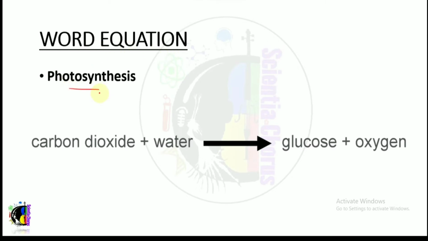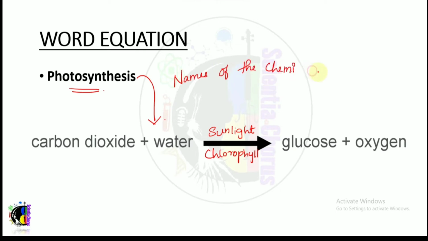Now first let us try to understand the word equation. I have taken photosynthesis, which is a chemical reaction. Carbon dioxide plus water in the presence of sunlight and chlorophyll, we are getting glucose plus oxygen. So what I have done here, photosynthesis is a chemical reaction and I have represented this reaction in an equation form, using the names of the chemicals present. Carbon dioxide, water, glucose and oxygen.